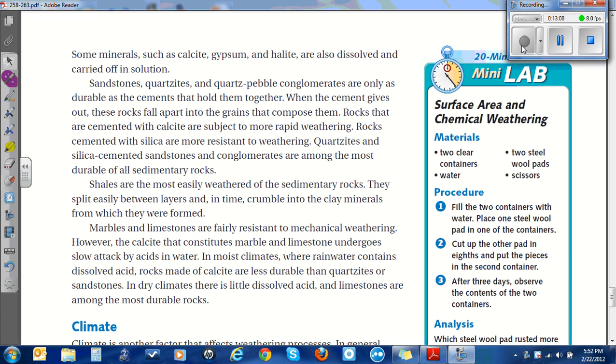Shales are the most easily weathered of the sedimentary rocks. They split easily between layers and in time crumble into the clay minerals from which they were formed.